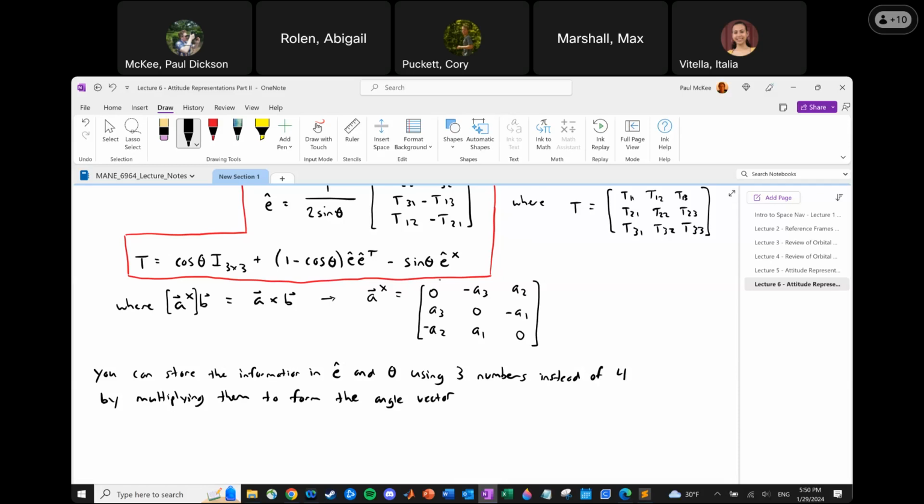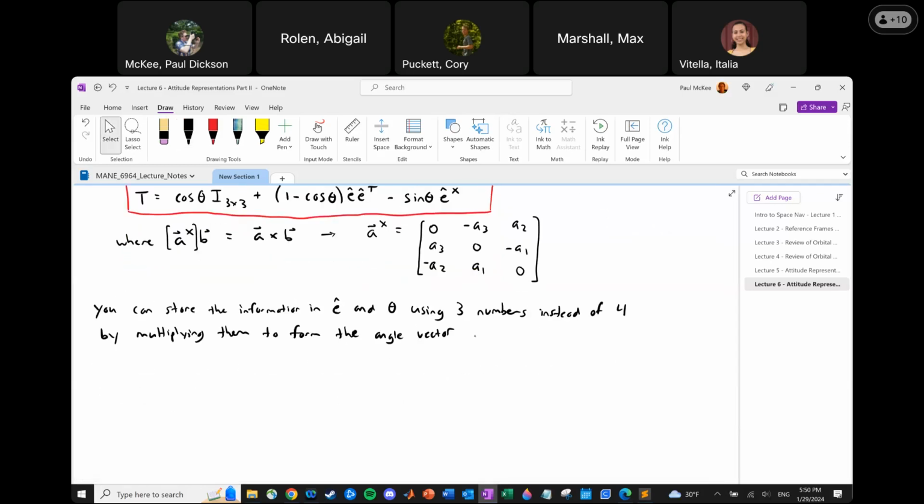The angle vector. I'm going to call that angle vector phi. Phi is equal to theta e. You just multiply them together, right? And now it's very straightforward. So this is now going to be a 3 by 1. It's got 3 degrees of freedom, and it uses all 3 of those to describe the 3 degrees of freedom in a rotation. And so we can very easily recover theta.